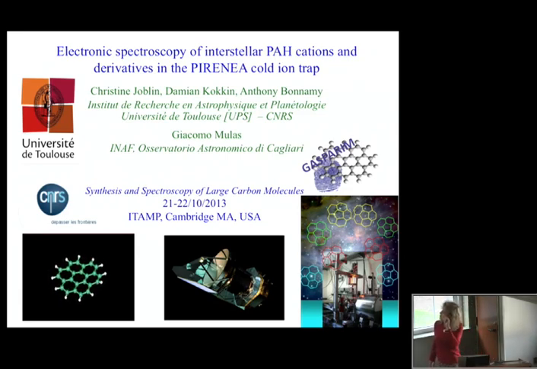My title is about electronic spectroscopy of interstellar PAH cations and mainly photoproducts that are made in a gold ion trap experiment. This work was done, in particular for the spectroscopic part, by my postdoc, Damian Kokin, with the contribution of the engineer working on the setup, Anthony Bonami, and Giacomo Mulas, my collaborator on theoretical calculation.